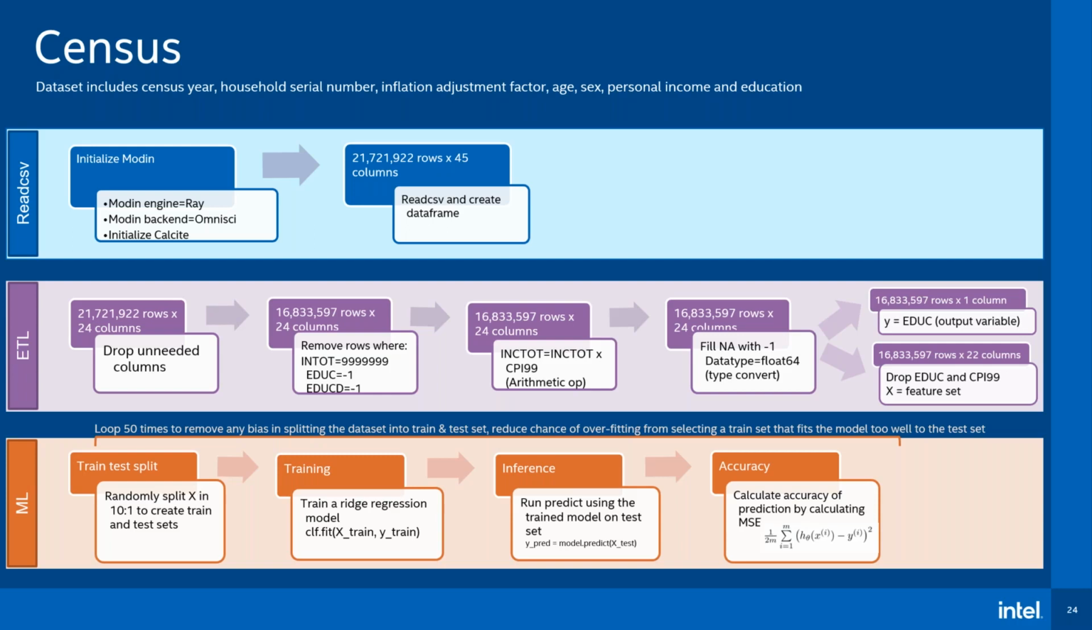Finally, in the machine learning section, we use the training set to build a ridge regression based model and use that model over the test set to make predictions. And lastly, the accuracy of the prediction is calculated using the mean squared error. So that's the overall flow of the end-to-end Census workload.